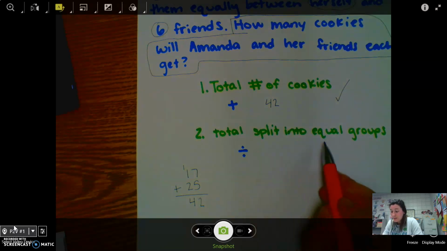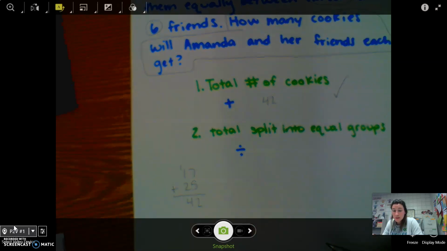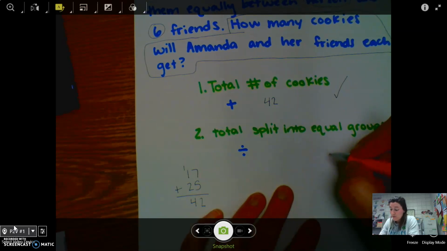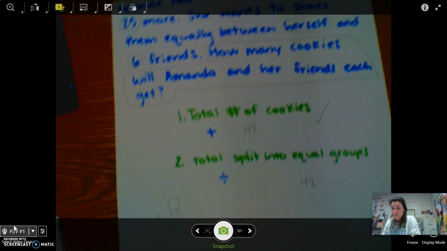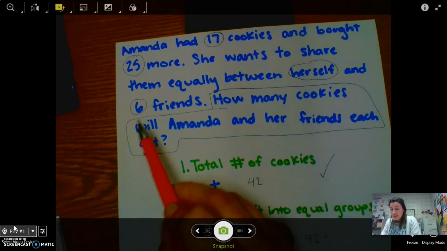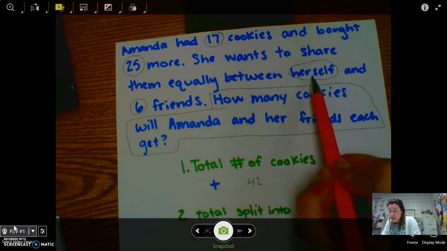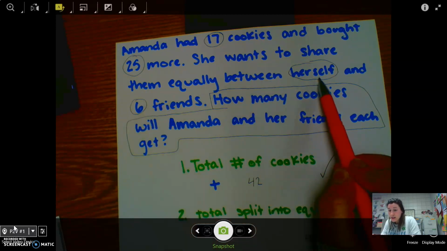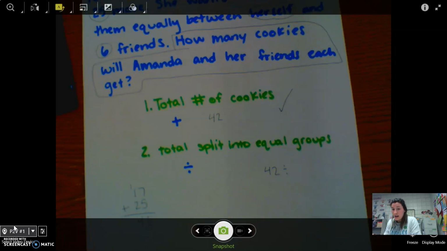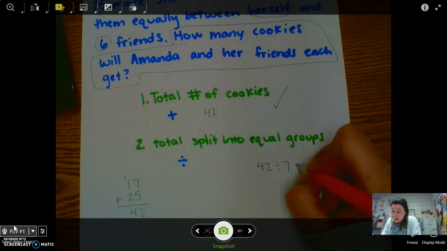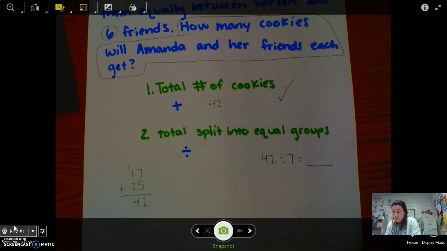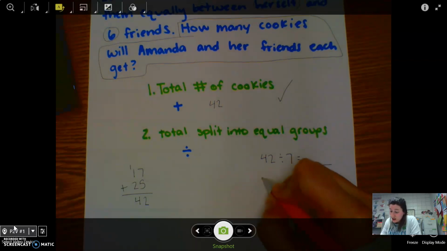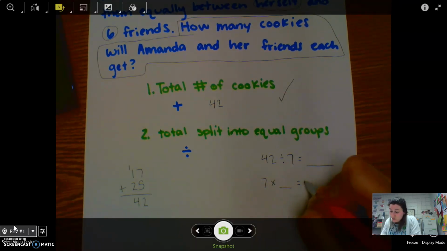Now I need to split them into equal groups by dividing. So I'm going to have 42 divided by, well, let's see. She has 6 friends, but I can't forget her. So 6 plus herself would be 7. So my division problem is 42 divided by 7 equals blank. Well, I need to figure out division. I could also think about multiplication. I could do 7 times blank equals 42.